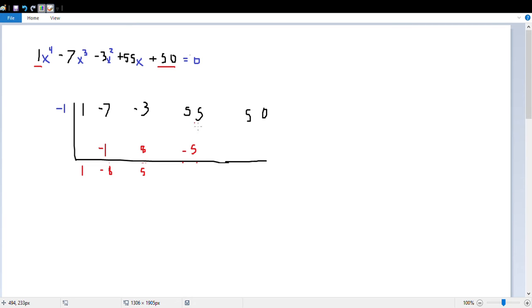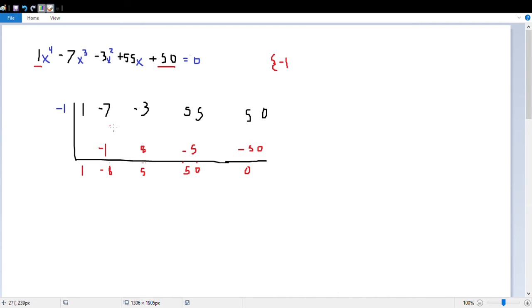And then -5 here. And then 55 minus 5 is, well, that's 50. And then 50 times -1 is -50. And 50 plus -50 is 0. Well, that's great news. It's great news because we have found that one of our solutions, I can even put it in a solution set, one of our solutions is -1.